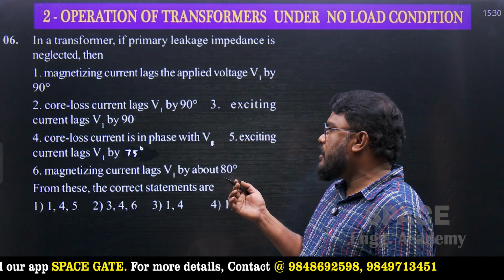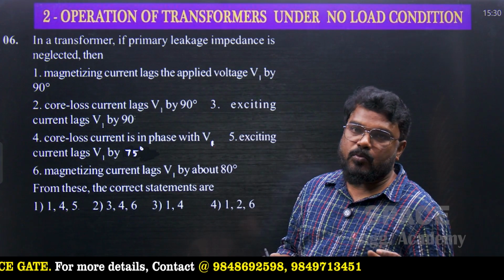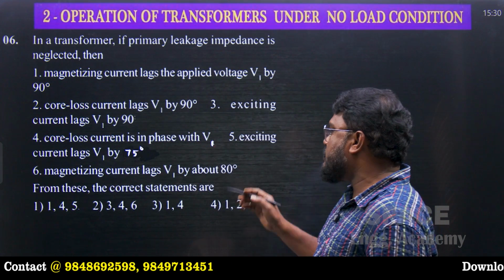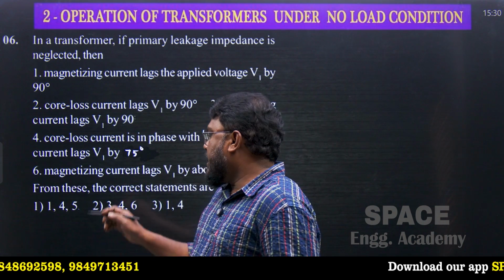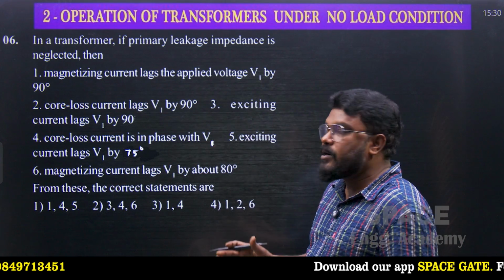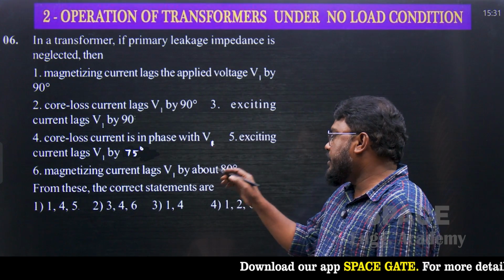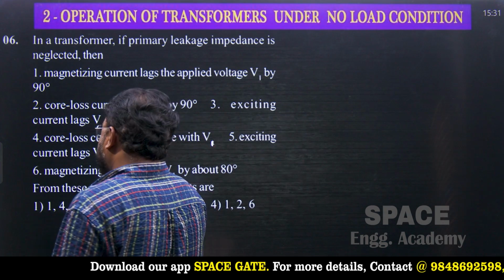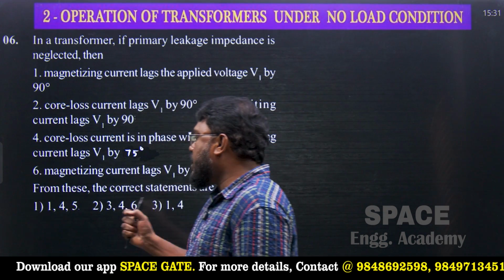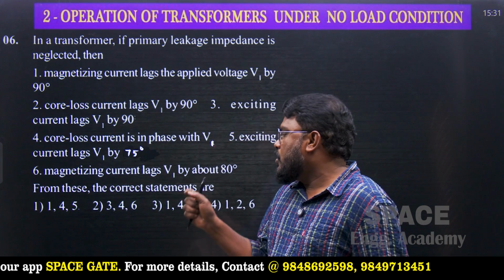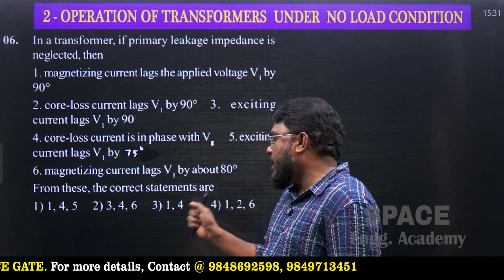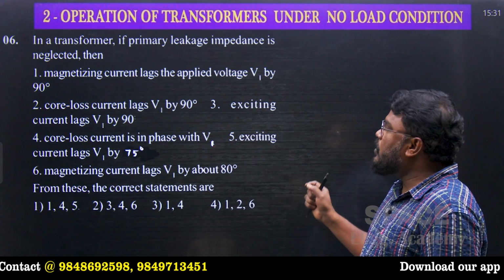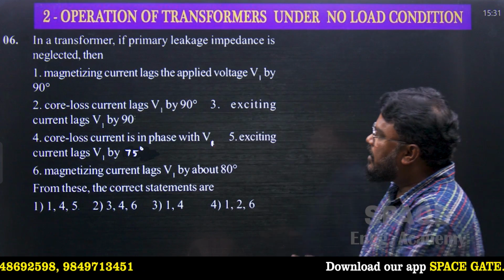Core loss component of current in phase with applied voltage V1. Exciting current lags applied voltage by 75 degrees, and magnetizing current lags applied voltage by about 80 degrees. From these, the correct statements are option 1: 1, 4, 5; option 2: 3, 4, 6; option 3: 1, 4; and option 4: 1, 2, and 6. Okay, this is the question.